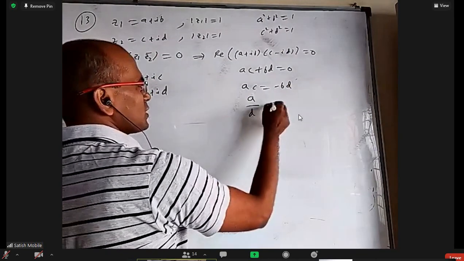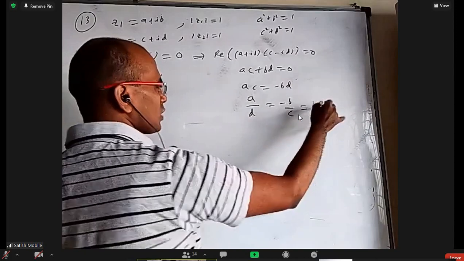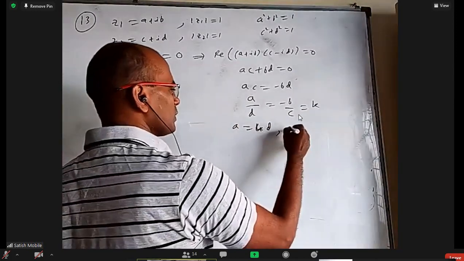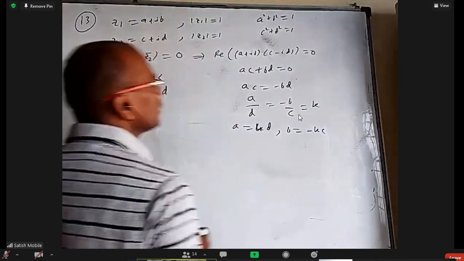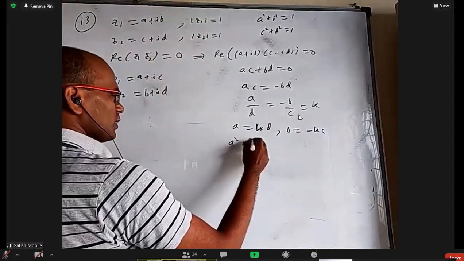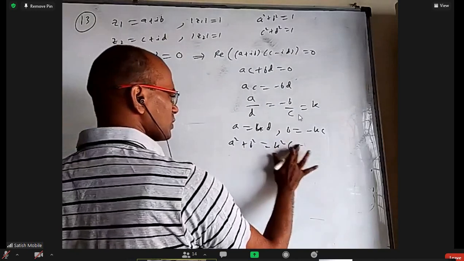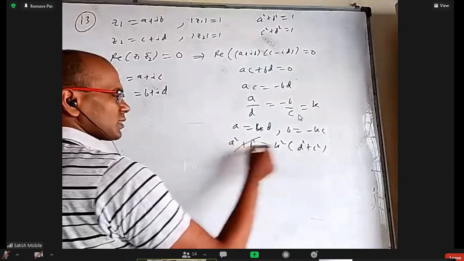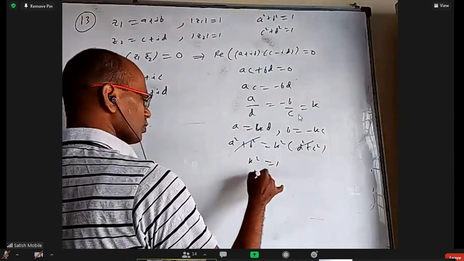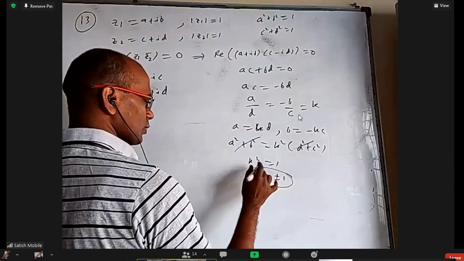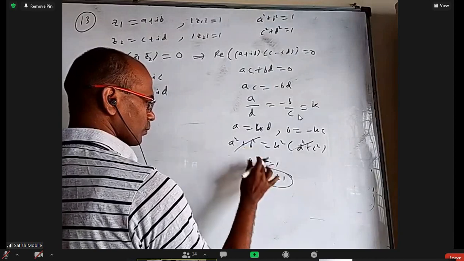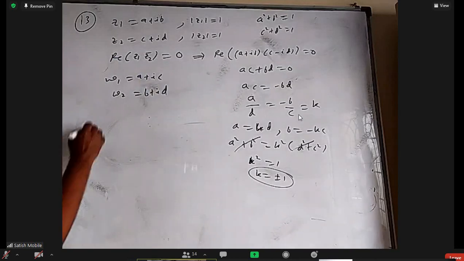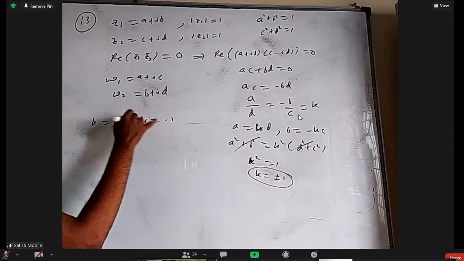I'll get A by D is equal to minus B by C. I want to call them K. I'll get A equal to KD and B equal to minus KC. Now square and add, we'll get A square plus B square equal to K square times D square plus C square. But A square plus B square and C square plus D square are the same, and it cancels them. We'll get K square equal to 1, K equal to plus or minus 1. So we take two cases, K equal to 1 and K equal to minus 1.